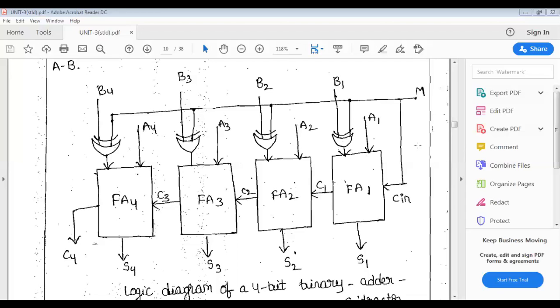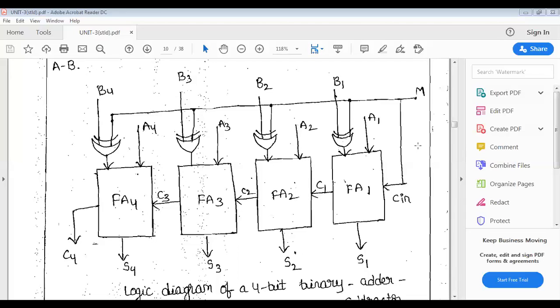Then that C1 is given to the second full adder, which takes the other inputs A2 and B2. When M is equal to 0, the second exclusive OR gate will also give B2 only, since B2 exclusive OR of 0 gives B2. So again it performs the addition operation with A2, B2 and C1, and it gives a sum S2 and carry C2.